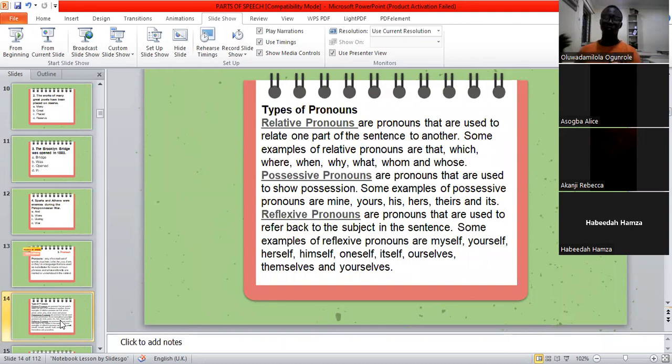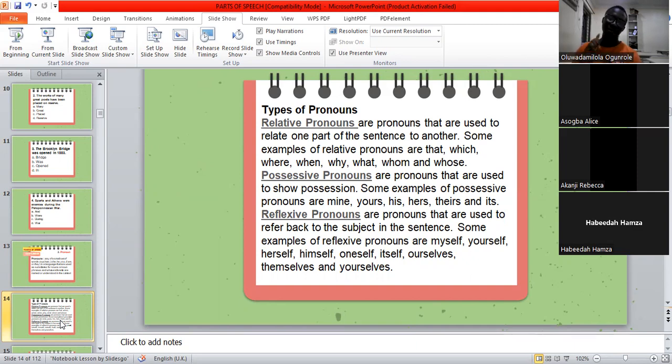That is to show possession using a pronoun. So I can say the pen is mine. I can say the pen is yours. I can say the pen is his. I can say the pen is hers. I can say the pen is theirs. And I can say it is its pen. So we can use this possessive noun to show possession in reference to our nouns.